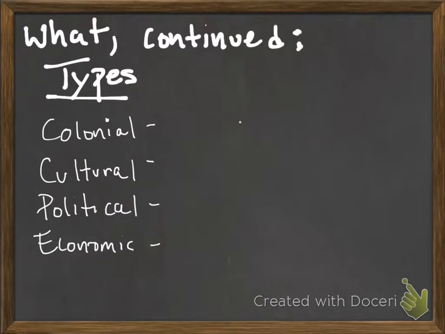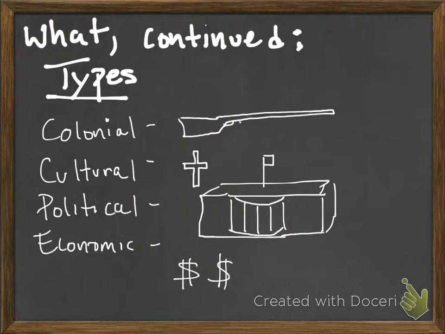When we think about imperialism, we have four basic types that we're going to look at: colonial, cultural, political, and economic. When we talk about colonial imperialism, we're typically talking about taking over another country by force. This is perhaps the most common one we might think about, similar to how colonies were set up in what is now the United States of America by taking over land typically by force.